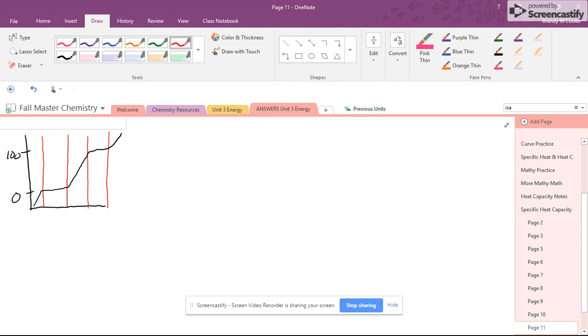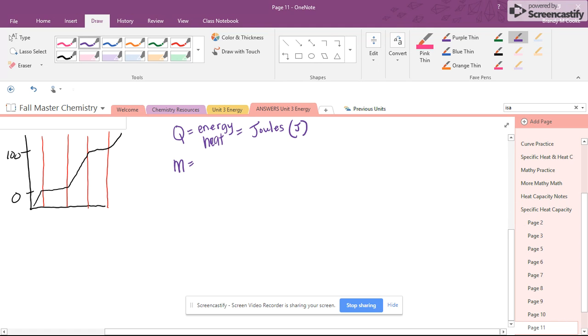So we're always going to be talking about energy. Energy is noted with the variable Q, and the units are going to be in joules. So Q equals energy. In this case, we're going to be specifically talking about heat, and the units are going to be joules, or a capital J. When we're talking about energy, when we're trying to quantify it, we need to take into consideration the mass of the substance. No matter what, we're always going to have to take into consideration the mass. So M is mass, and the units need to be in grams.